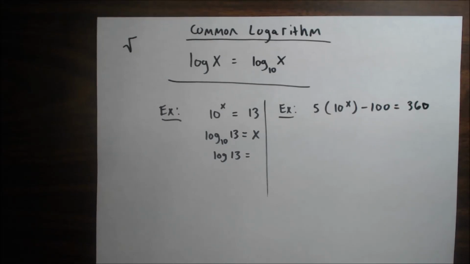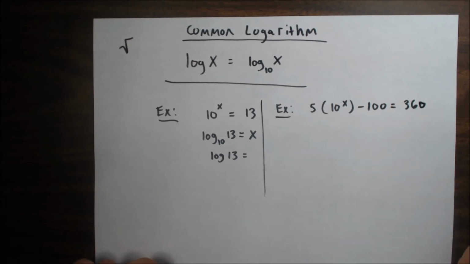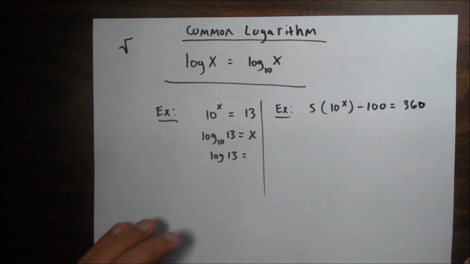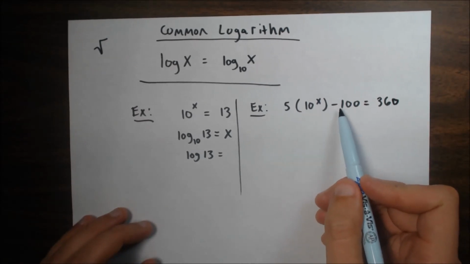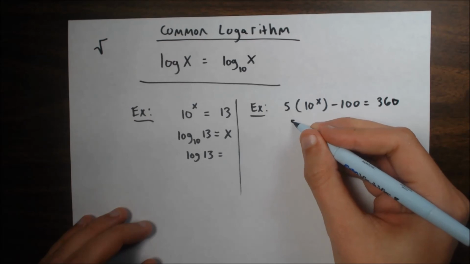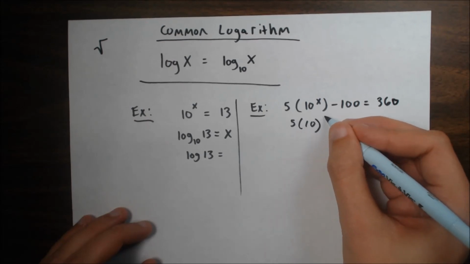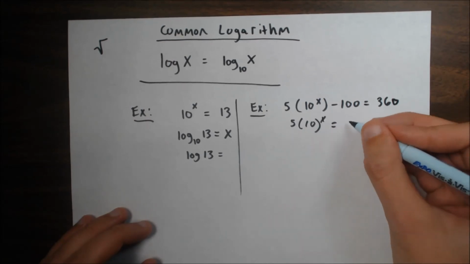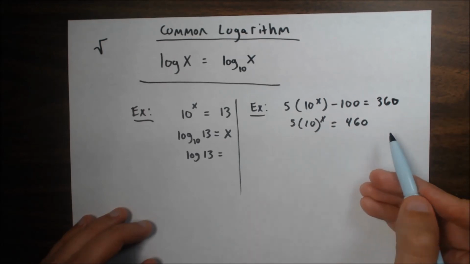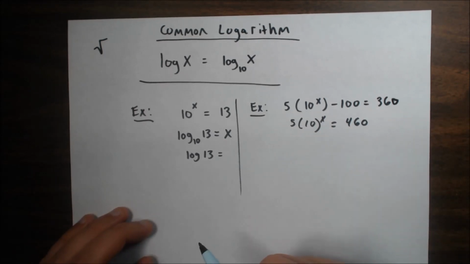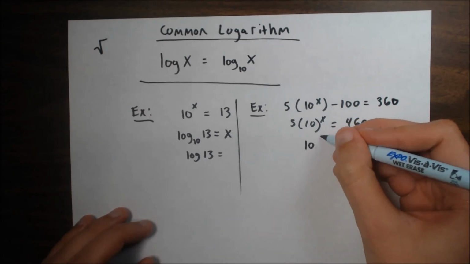Okay, finally, one more example. There's a few more algebra steps we need to do in this problem before we can solve it like we did the last one. But what we want to do is get 10 to the x by itself. So first I need to add 100 to both sides. When I add 100, I get 460 on the right side. And now I need to divide both sides by 5. And so I put that in my calculator. And 460 divided by 5 is 92.